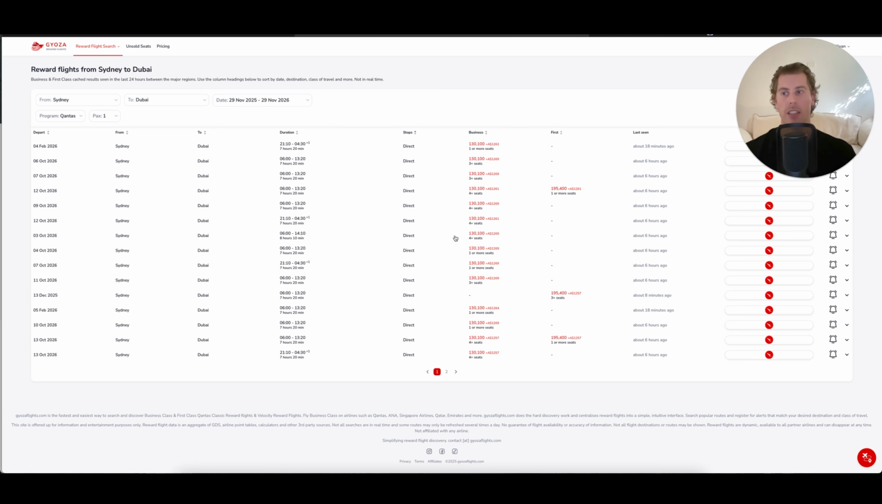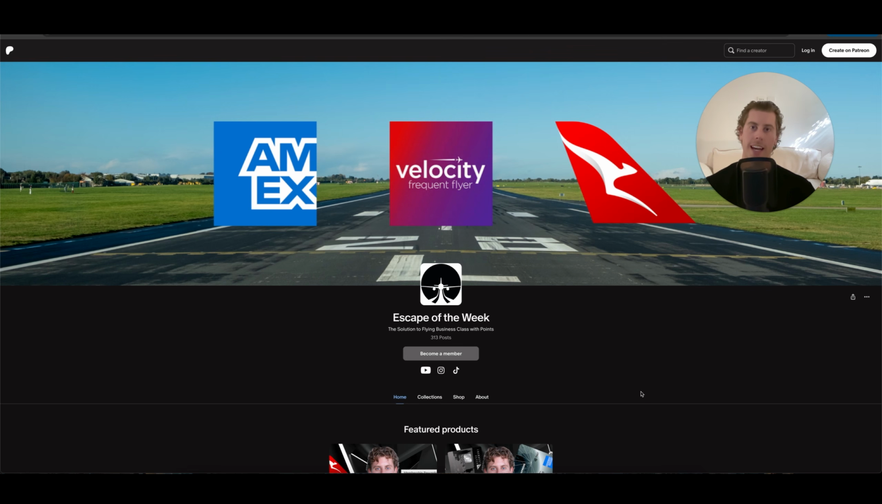This is often the biggest frustration for people with frequent flyer points, is that they've gone through all this effort to earn these frequent flyer points. They've got this massive points balance here, and now they can't actually spend those points that they've worked so hard to accumulate.